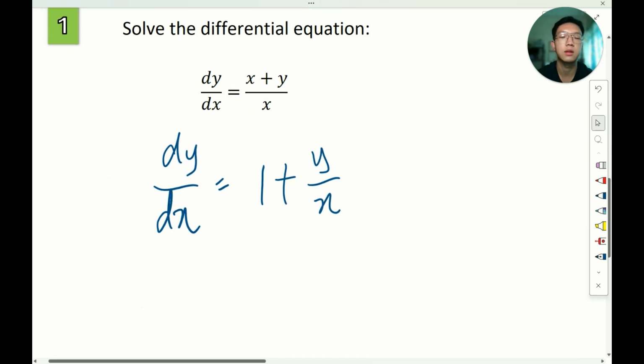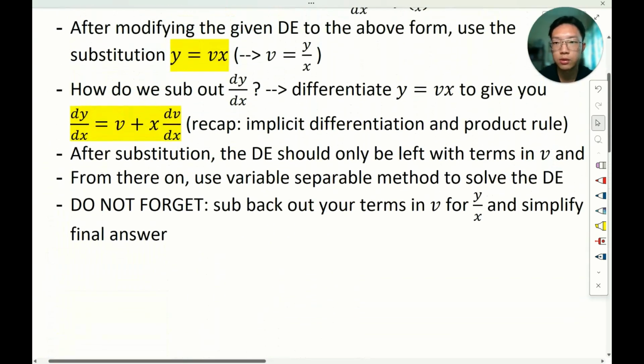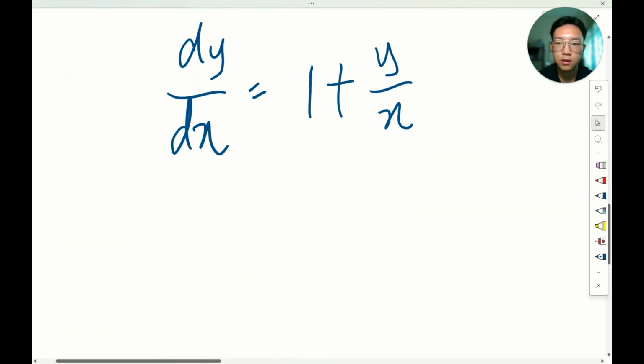Right, so that's how we can simplify it, and now you can see that the y over x has popped out. And we can say it's quite much a homogeneous equation. We are ready to substitute. Using the v substitution, dy/dx, refer to the top, equals v plus x dv/dx. So equals v plus x dv/dx.